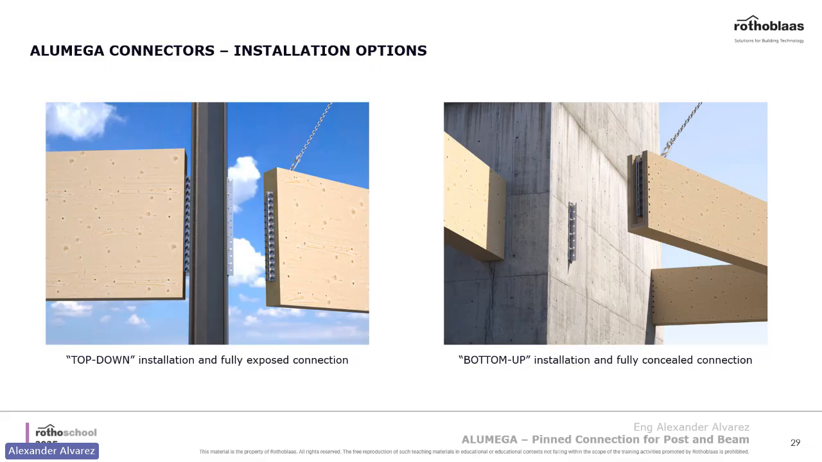When it comes to installation options, there's two ways of doing it. You can do the top down, which is what you see on the picture on the left. You leave the connectors exposed. Maybe fire rating isn't an issue for you, so you don't mind having it exposed, or you're going to cover up later on. So these are two ways of going about it.